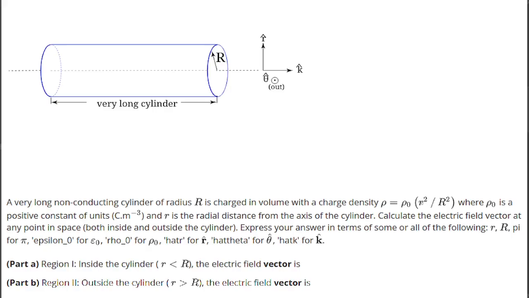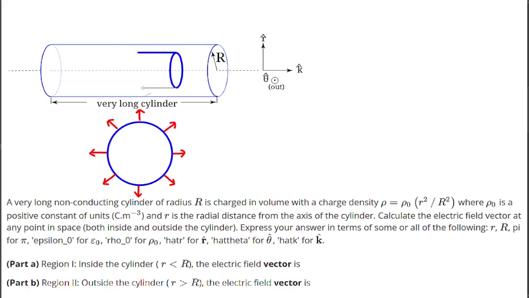So if we take a section from the cylinder, we can visualize the symmetry of the problem, where the electric field points radially outwards, so it looks something like this. Due to the symmetry of the electric field about the axis of the cylinder, we can apply Gauss's law. So in part A, we'll find the electric field inside the cylinder. So we take a Gaussian surface inside the cylinder.